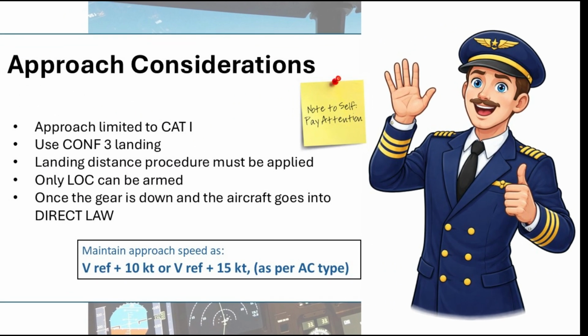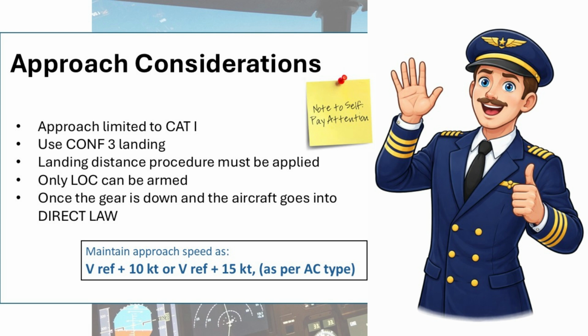Approach considerations. Approach limited to Cat 1. Use Config 3 landing. Landing distance procedure must be applied. Only lock can be armed. Once the gear is down and the aircraft goes into direct law, the approach should already be stable. Speed management. Maintain approach speed as VREF plus 10 knots, or VREF plus 15 knots, as per aircraft condition.